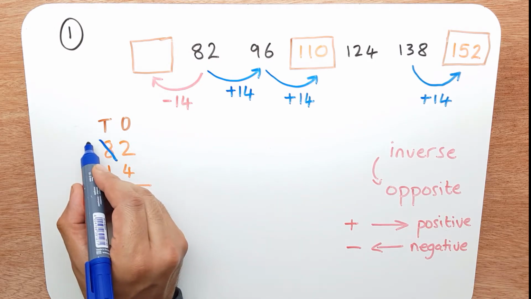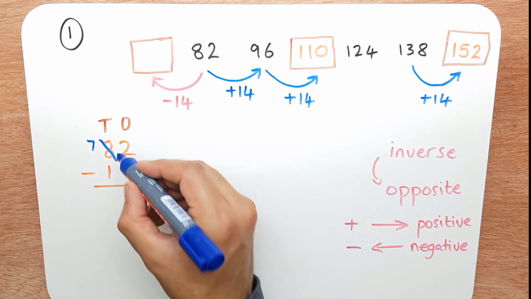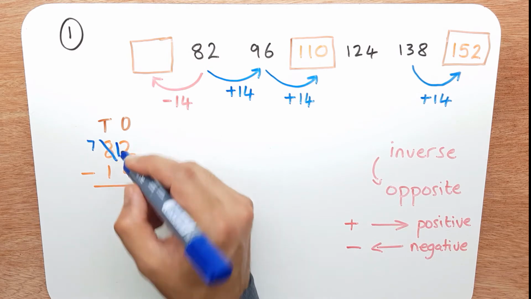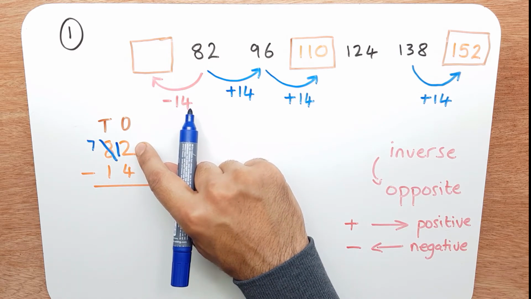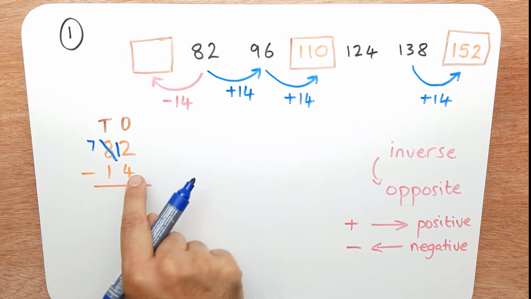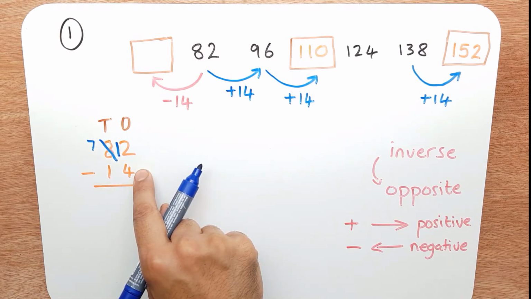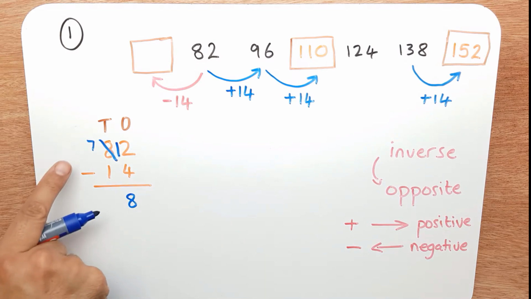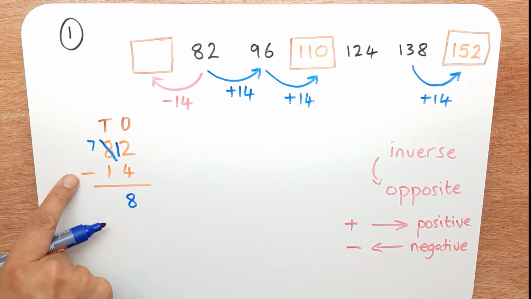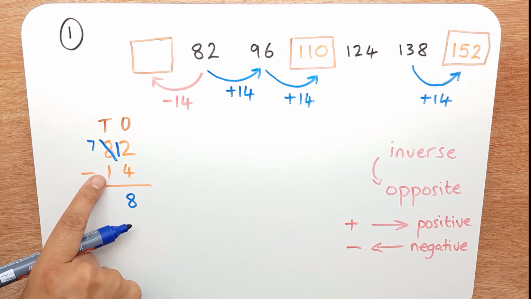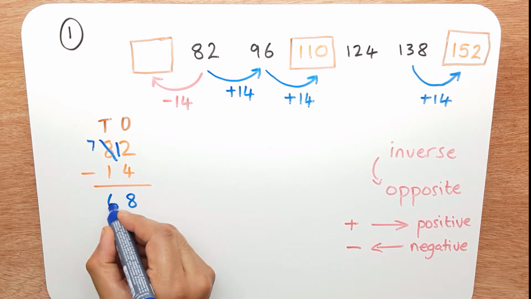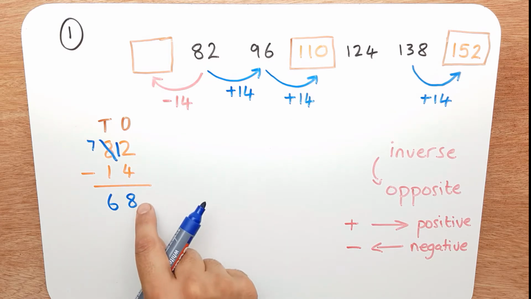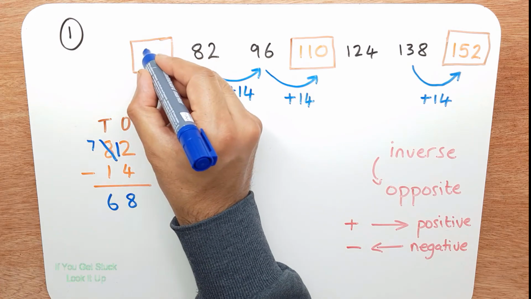That 8 becomes a 7. And the one we've borrowed turns this 2 into a 12. So now I have 12, take away 4, and that is 8. And then I have 7, take away 1, which is 6. So my answer is 68. And we can put that straight into there.